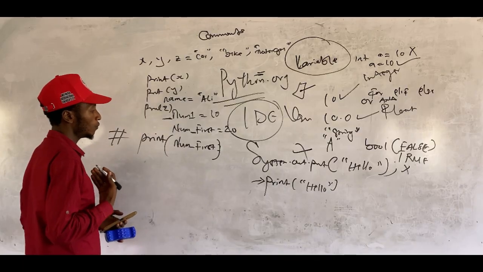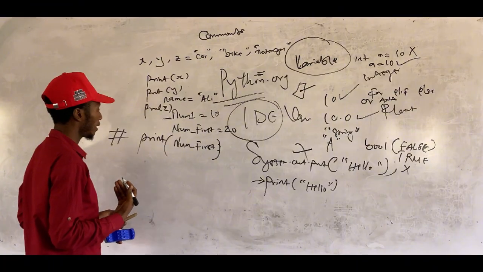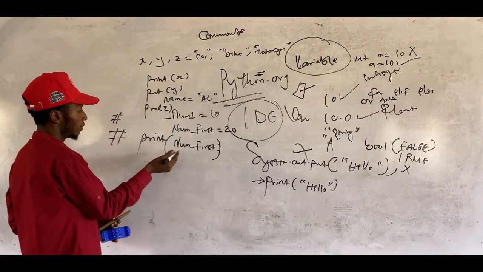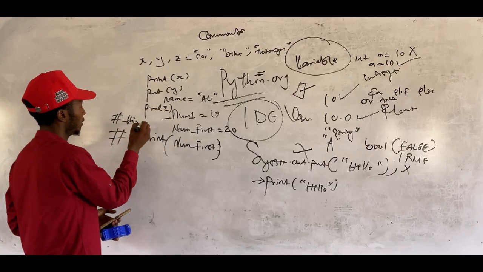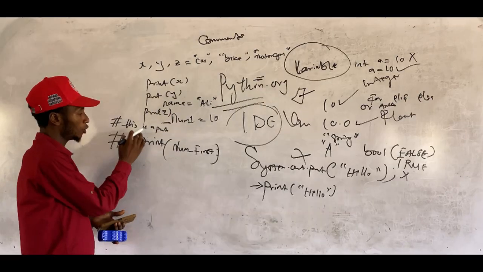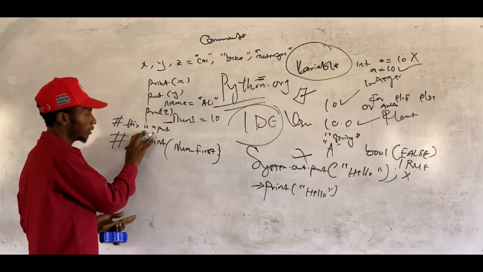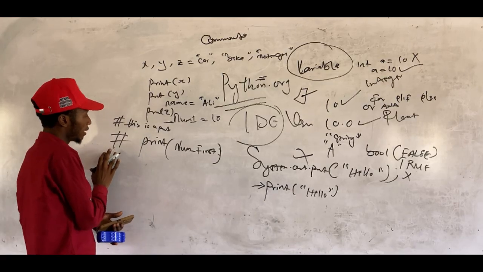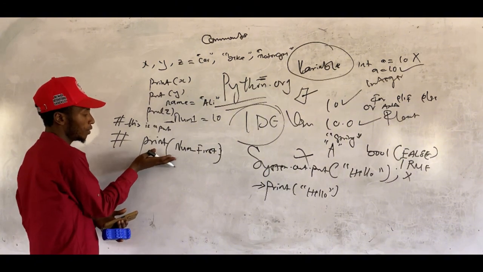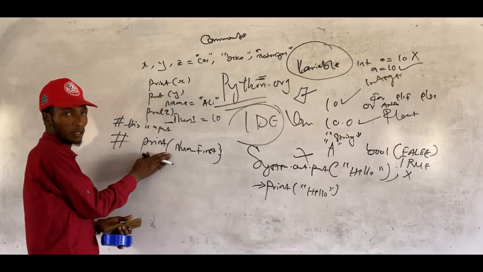And also, if you want to have more explanation on your code, you can also add a comment like this: this is a print method. It's just for you to explain your code. The interpreter will not interpret this. So same as this, once you add something like this, this is not going to be part of your program. This is not going to be executed in your program.